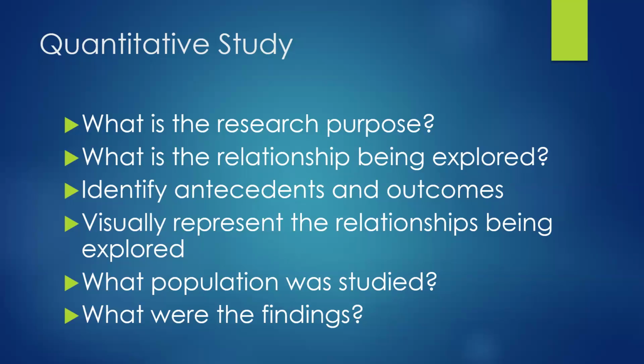So to wrap up, we were able to look at an empirical paper, in this case a quantitative study, and skim through the paper to identify the most important parts: the research purpose, the constructs, the relationships being explored, the population, and finally the findings.